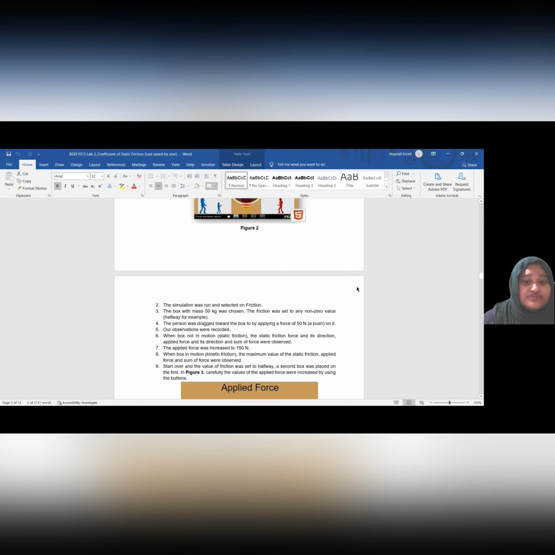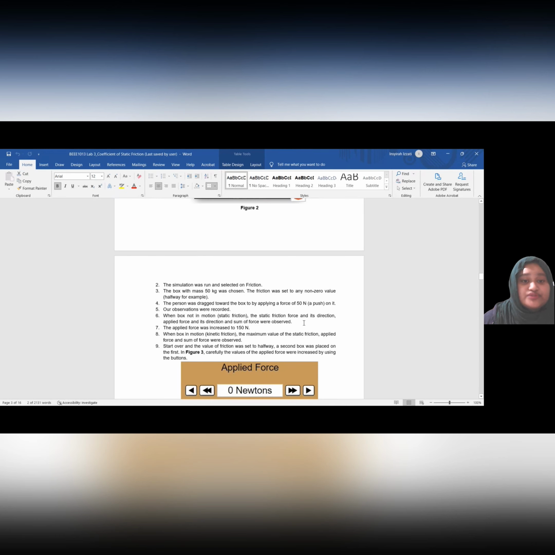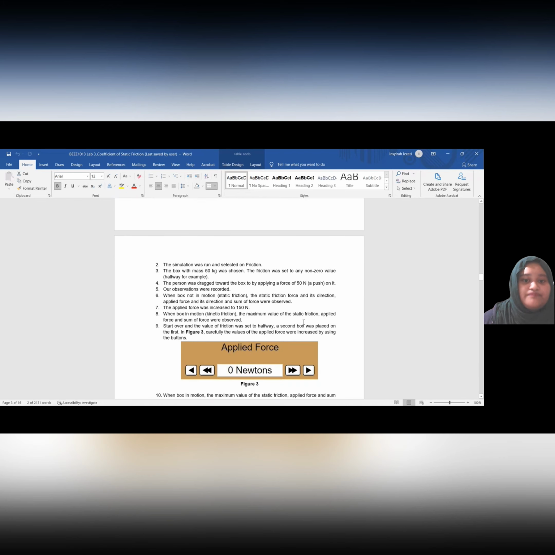The observations were recorded. When the box is not in motion, which is static, the static friction force and its direction, applied force and sum of force were observed. The applied force was increased to 150 Newton. When the box is in motion, which is kinetic, the maximum value of the static friction, applied force and sum of force were observed.